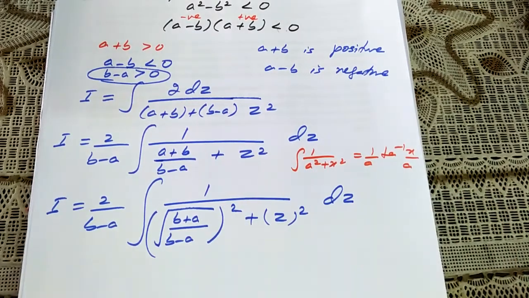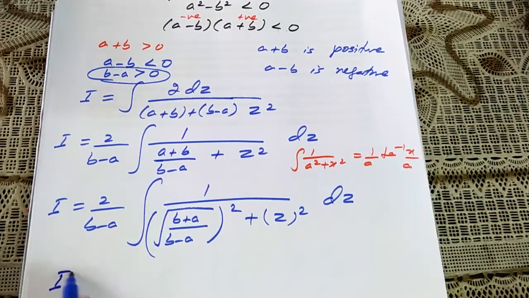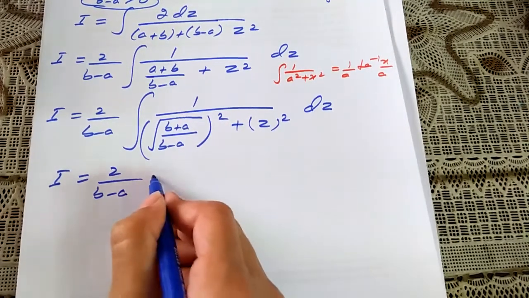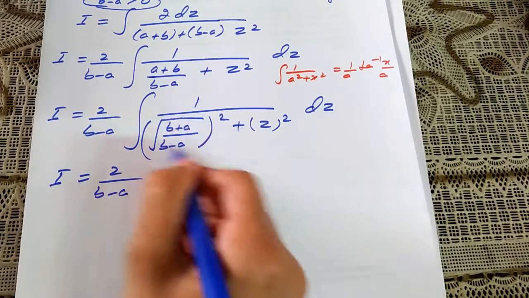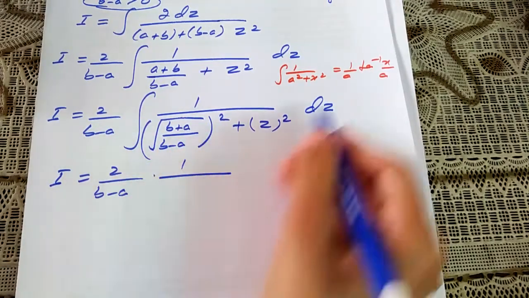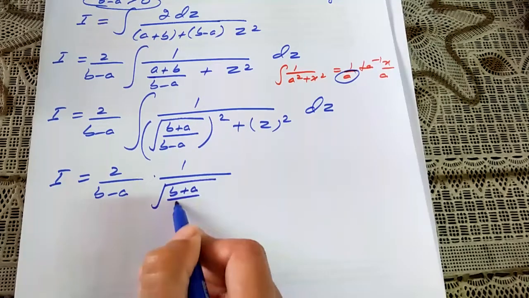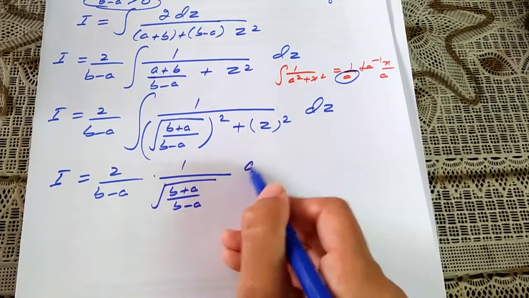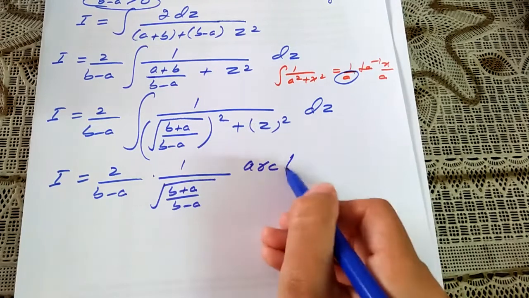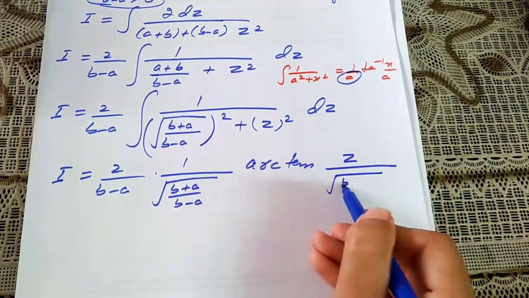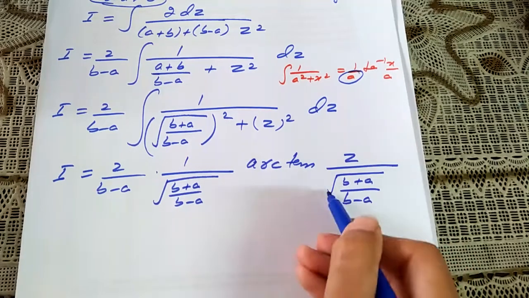So using that formula here, we will get I is equals to 2 over b minus a times 1 over this a term. This whole term is a constant term, that is this one. This is 1 over under root b plus a over b minus a, arc tangent, which means tangent inverse, z over under root b plus a over b minus a.